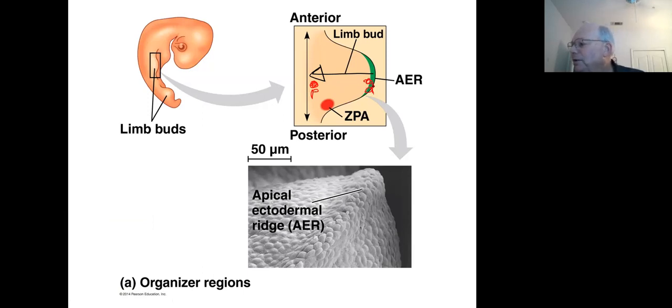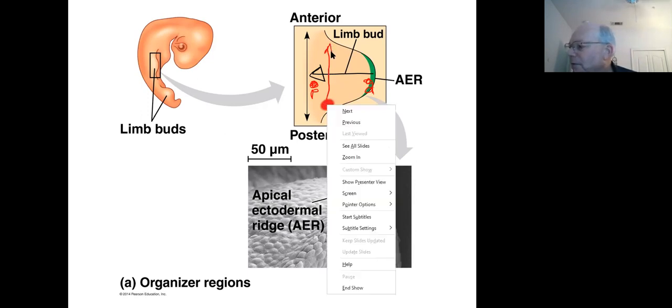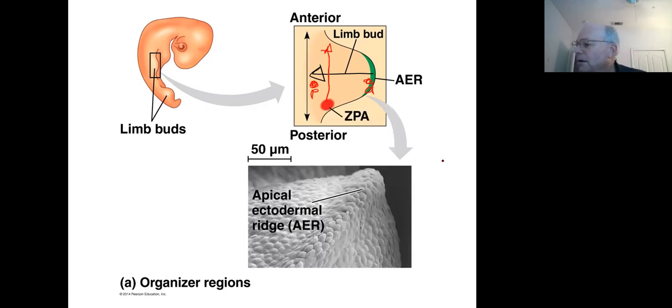And then the anterior posterior axis is established by another region called the ZPA, the zone of polarizing activity. It's located in what will eventually become the armpit in humans. And it also secretes a protein that creates a gradient going this way. So again, we have the anterior at this end and the posterior at this end. So there's your gradient. So we've established two of the axes.